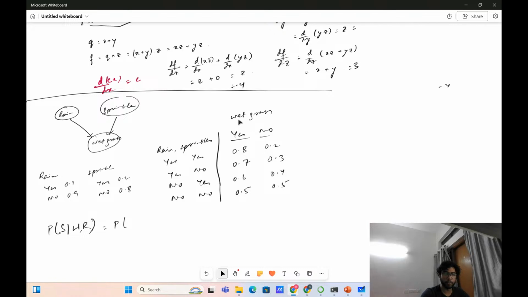Now, if the question was probability of wet grass, given that you have rain and sprinkler, like if it had been reversed, right? So let's say the question is: probability of wet grass given sprinkler and rain. What will be the answer then? Probability of, let's say, no wet grass, then 0.2, right? So similarly, from this table, you can calculate these things. Now you have to calculate the other way around: probability of sprinkler given wet grass and rain, right?